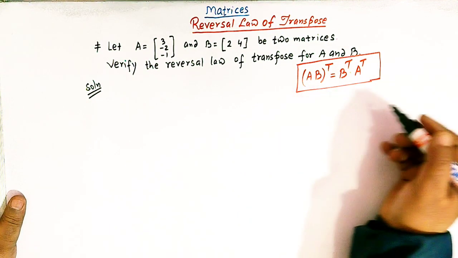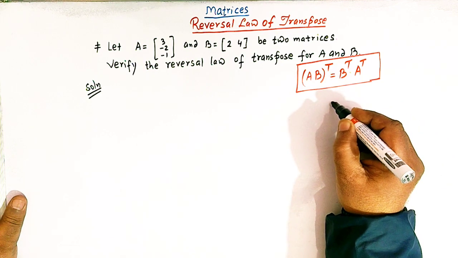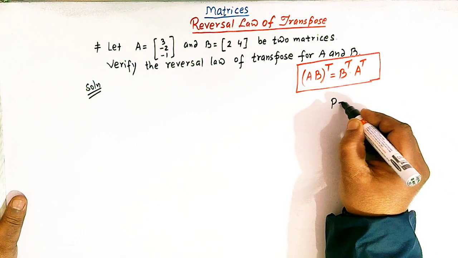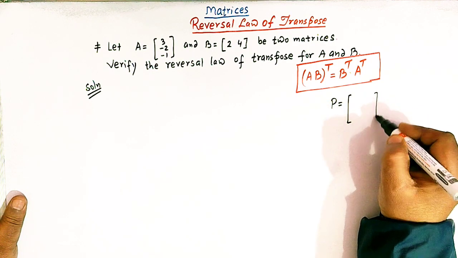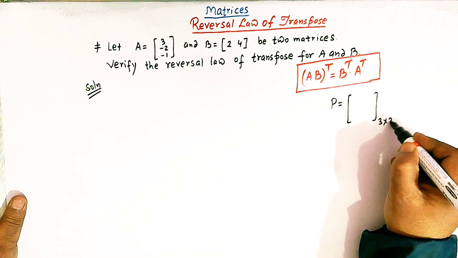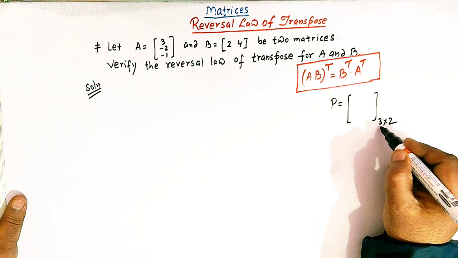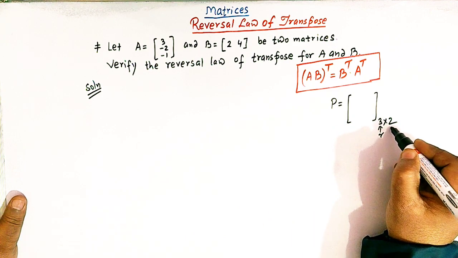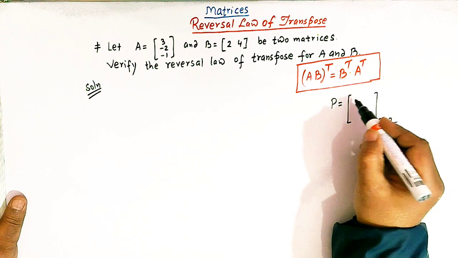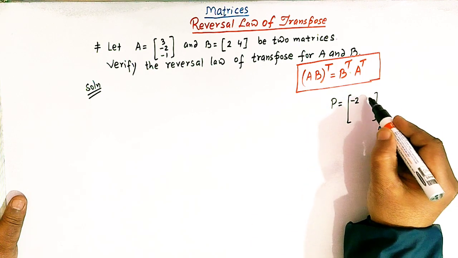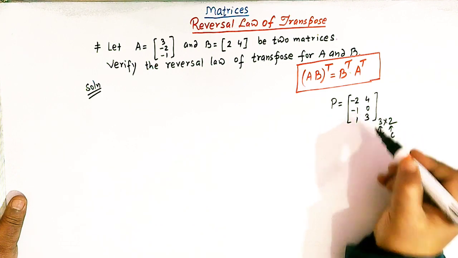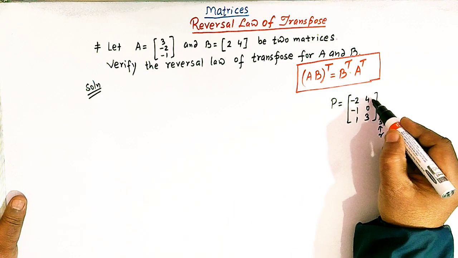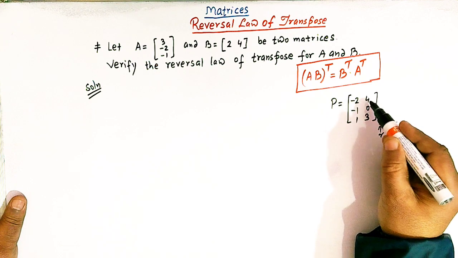So now let us consider an example. Suppose we have a matrix P, and here we are taking the matrix P as 3 cross 2. So here we have three rows and two columns. Suppose the elements are minus 2, 4, minus 1, 0, 1, and 3. So here we have three rows and two columns.